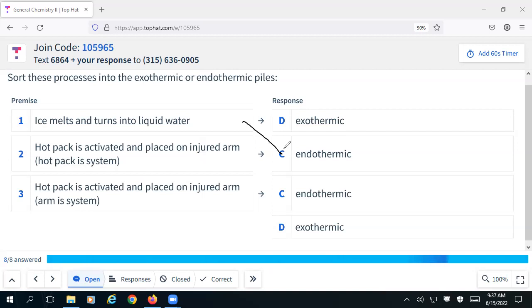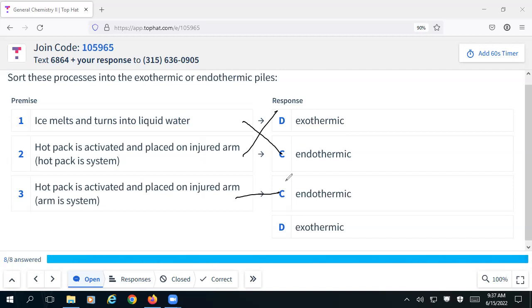We activate a hot pack and we put it on an arm. If we're looking at it from the perspective of the hot pack, that'd be an exothermic process. The hot pack is releasing energy. If we take that same hot pack, put it on the arm, and look at it from the perspective of the arm, the arm is going to feel warmth coming from that. It's because it's absorbing energy. That's an endothermic process.